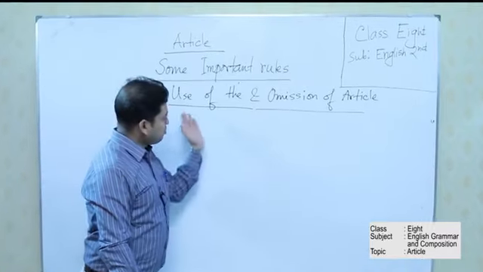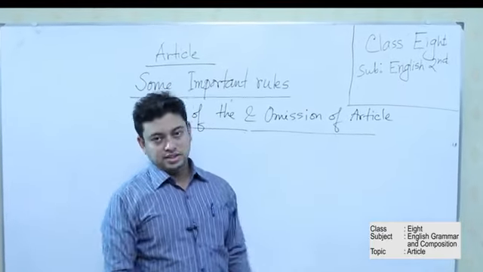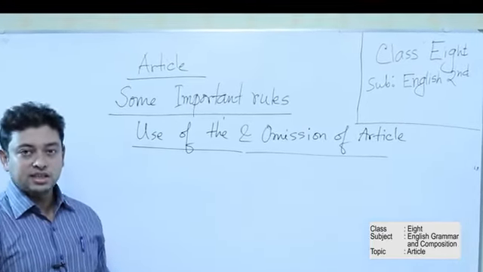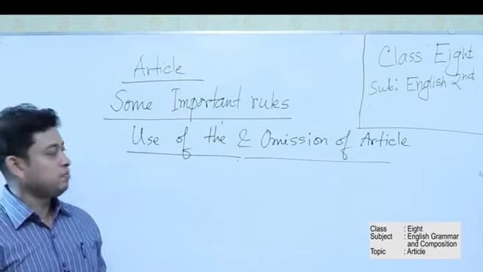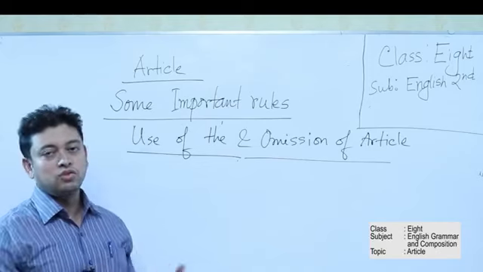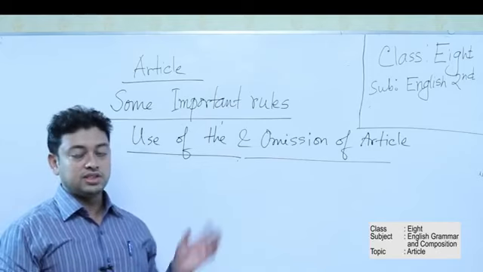So now the topic is use of the and omission of articles. We will see that in some cases the is used for one purpose, and for another purpose there is no the. That means there will be a cross, there will not be any article. So let's see some examples.